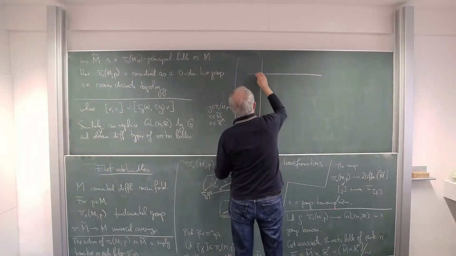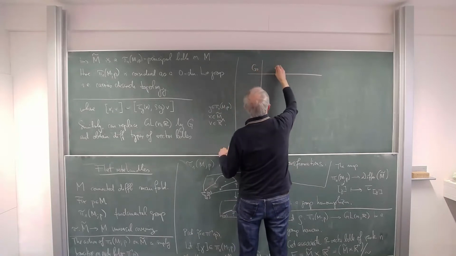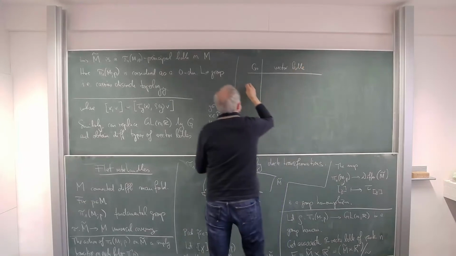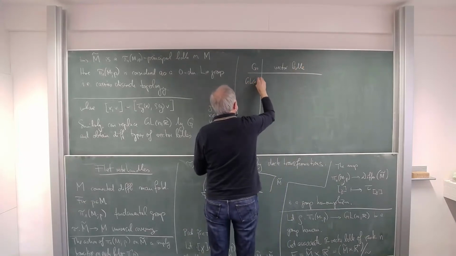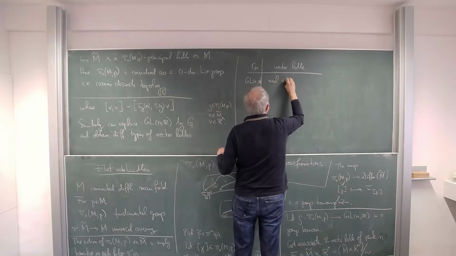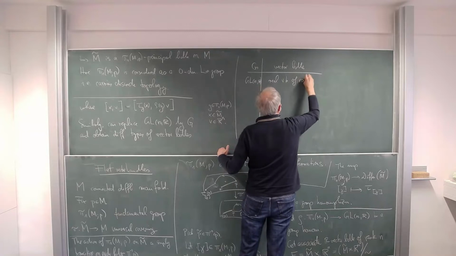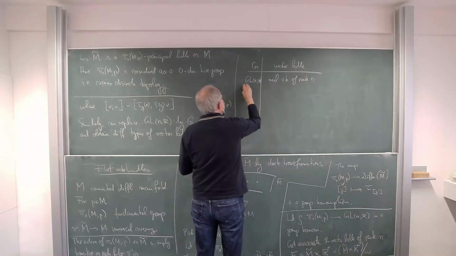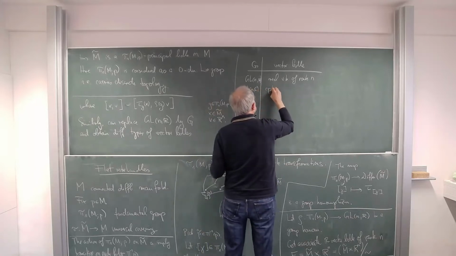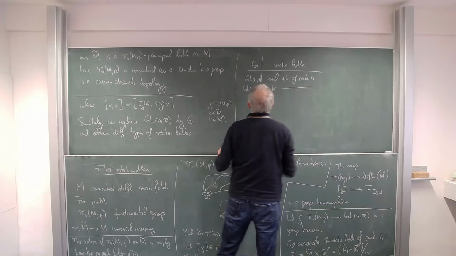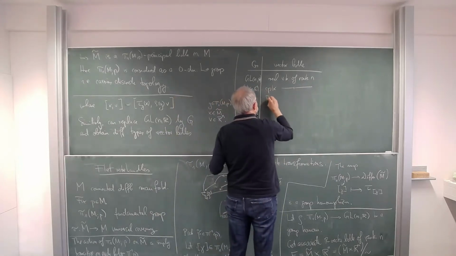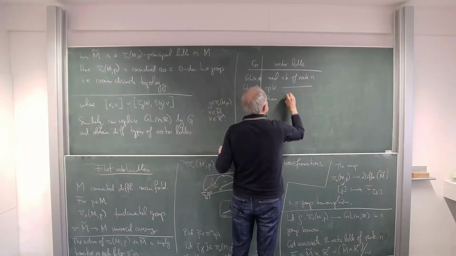Okay, so here's the table. So let's say G, and here's the kind of vector bundle. So GL_n(R) gives us a real vector bundle of rank n. Then GL_n(C) gives us a complex vector bundle of rank n. Now O(n) would give us a Riemannian vector bundle of rank n.